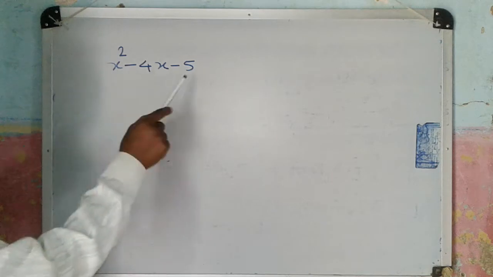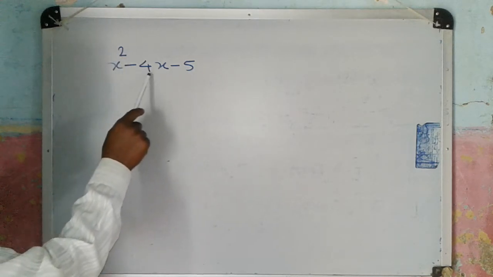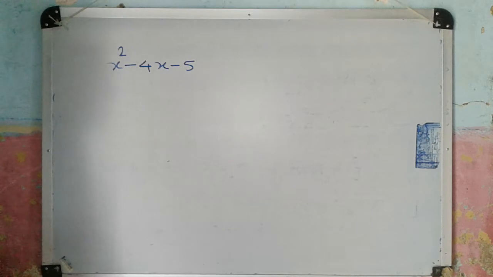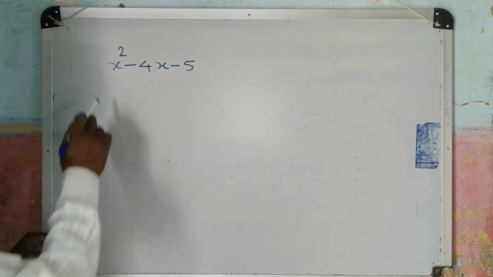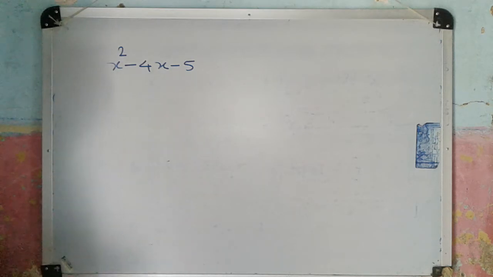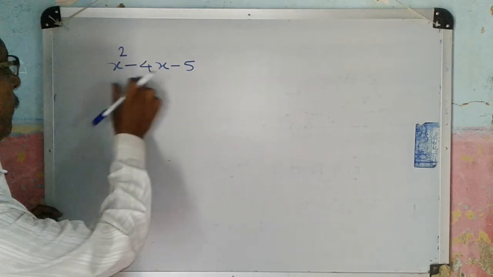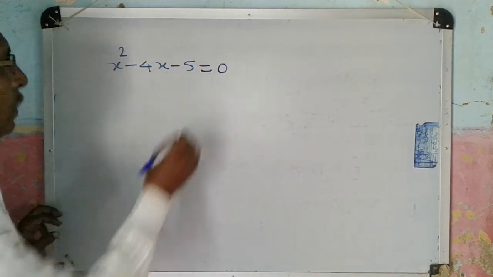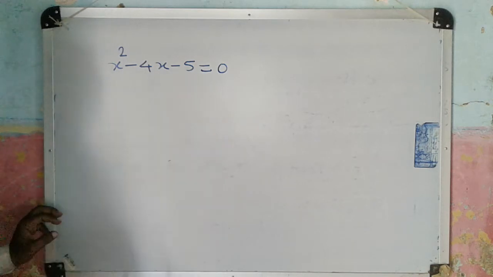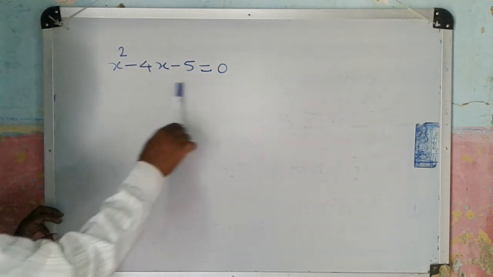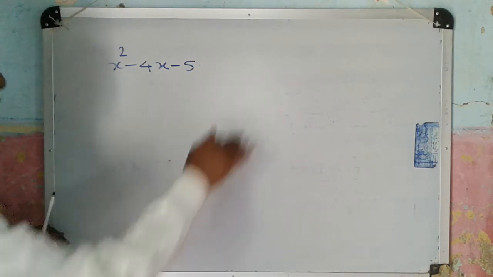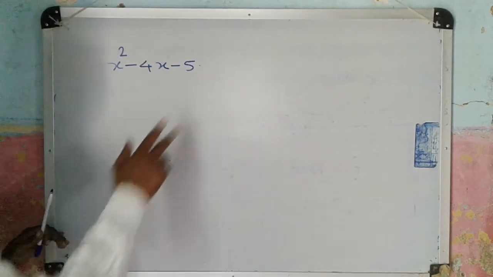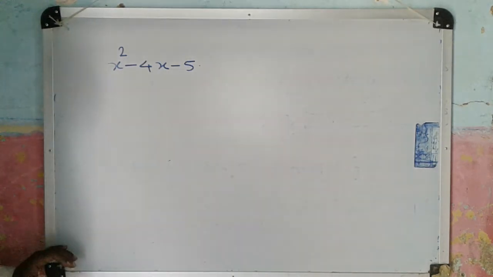Now see, x square minus 4x minus 5. This is called a quadratic polynomial. Now, if you put this quadratic polynomial equal to 0, then it becomes a quadratic equation. And if on the right hand side no 0 is there, this is a quadratic polynomial.